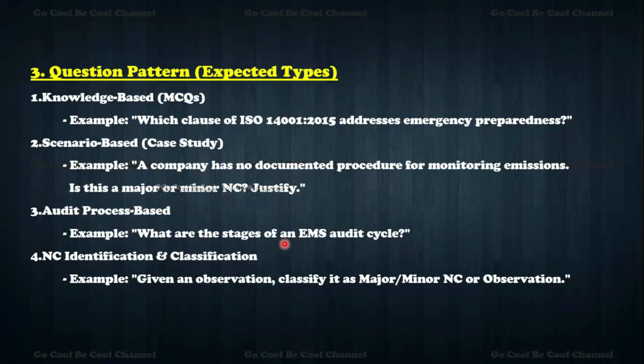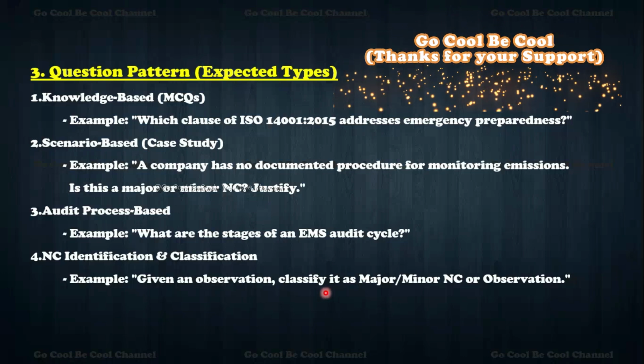So audit based approach, like what are the stages of the EMS audit cycle we have? NC identification and then classification. Example, given an observation, we have to classify it as NC or MS. That is what the question patterns we have. Now we will come to the non-conformity.